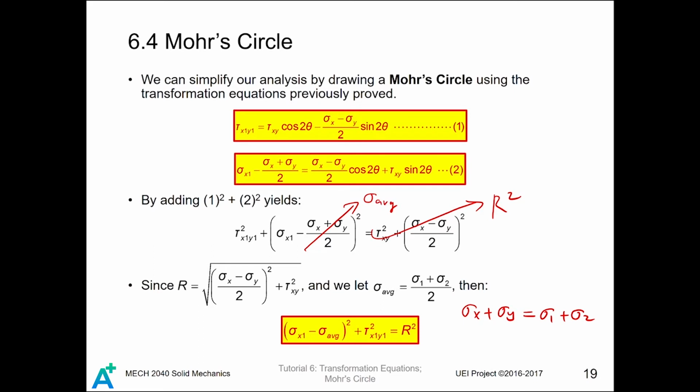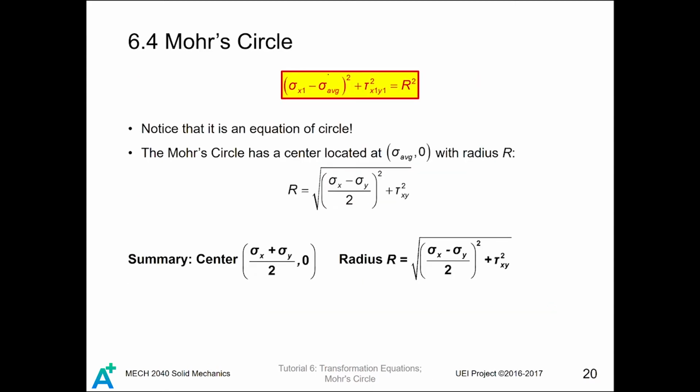Then what is left is this equation: sigma x1 minus sigma average, squared, plus tau x1y1 squared equals r squared. Notice that sigma average is a constant, and r squared is also a constant. The variables in the equation are sigma x1 and tau x1y1.